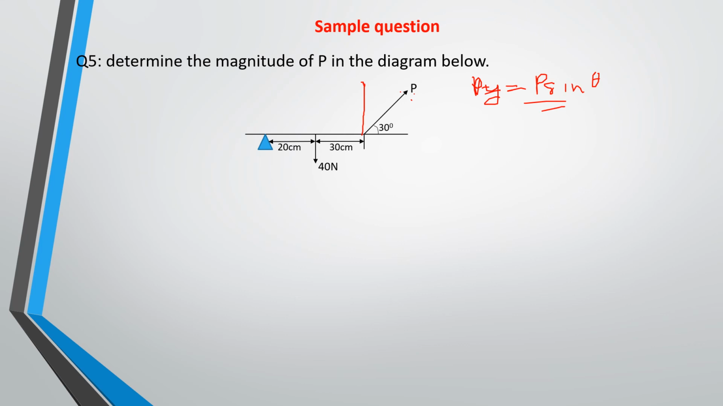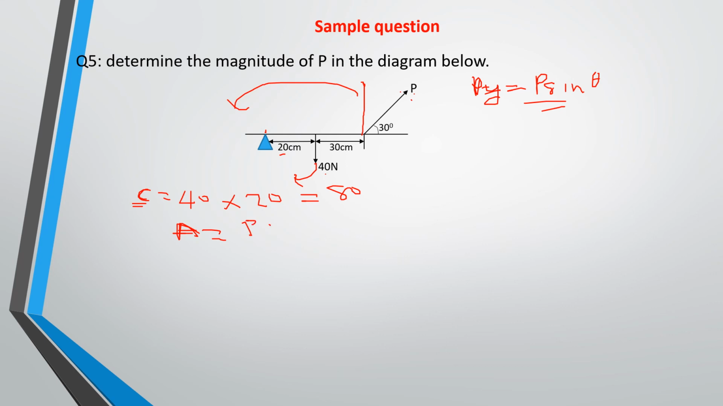Now, taking moment about this point, our clockwise moment is this, and this is our anti-clockwise moment. So clockwise moment is equal to 40 times 20, which is equal to 80, because your distance is 20 and the force is 40. So this is your clockwise moment. Then your anti-clockwise moment. Please take my abbreviation.